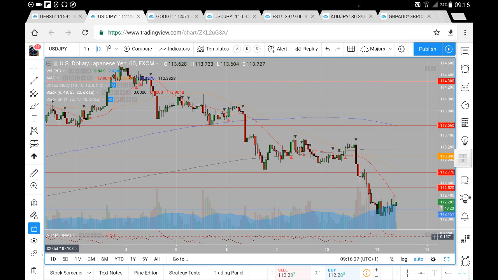So this is the US dollar Japanese yen analysis for Thursday 11th of October. Now let's just have a look at prices and where prices may likely go. So previously we've seen prices break away from the 130.4, but what we did instead see was a bit of a turnaround.